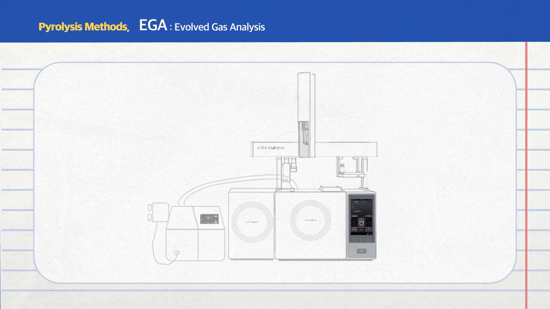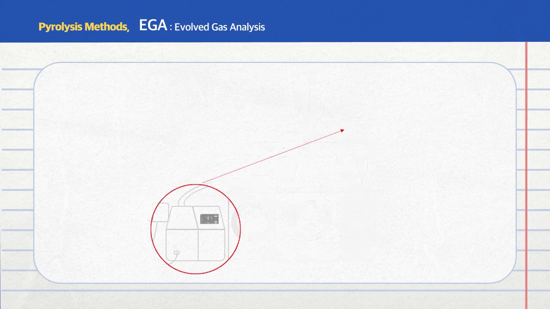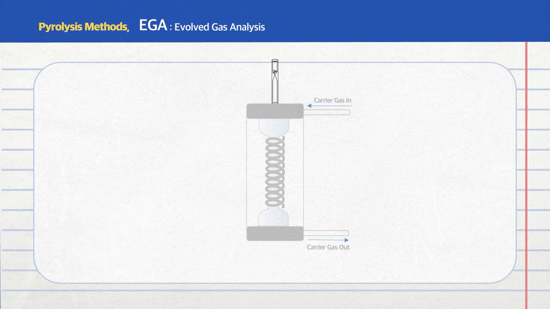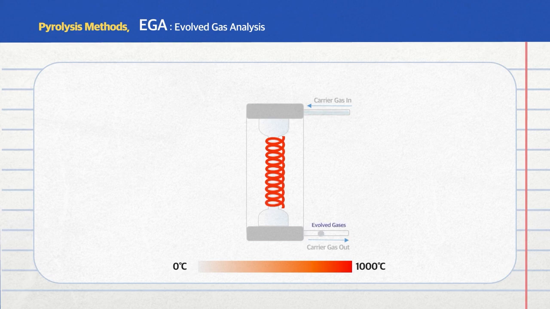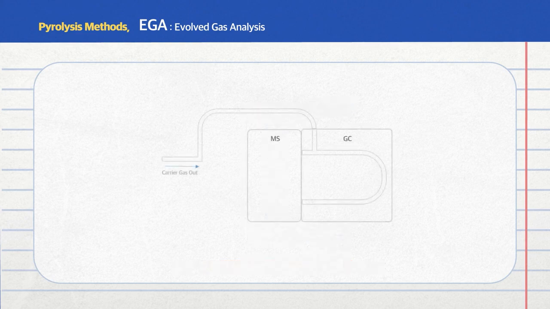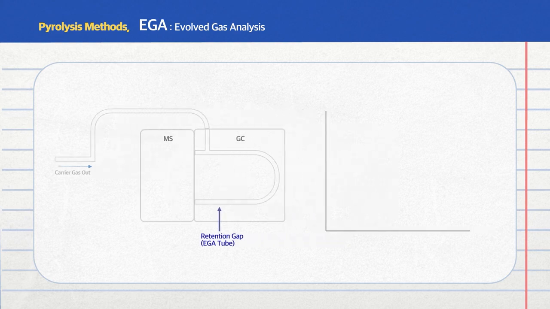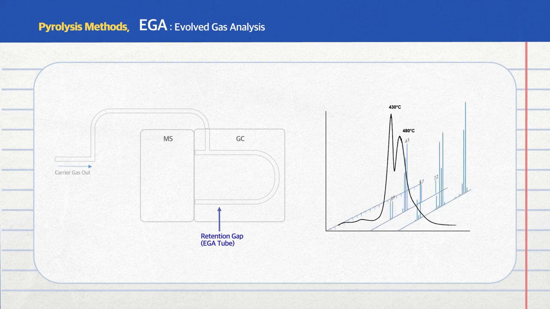Let's see what EGA is first. This is a pyrolyzer combined with GC-MS. When the sample tube is dropped into a chamber, the sample is gradually heated to a high temperature. The evolved gases from the sample are separated by temperature. The components that are off-gassed or evolved from the sample are then examined. This method doesn't require a separation column, but a retention gap, also known as an EGA tube. Scanning the sample by a heating temperature rate, it gives valuable information to identify the temperature range for the desired component.